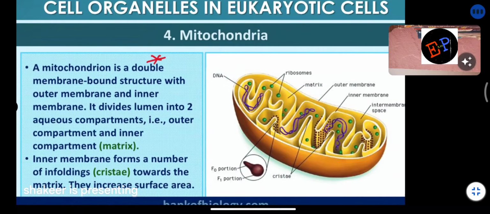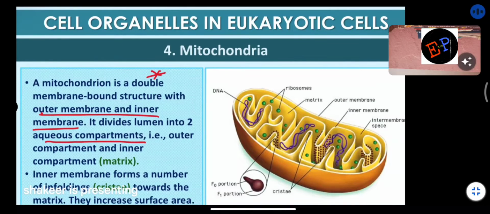Mitochondrion is a double membrane bound structure with an outer membrane and an inner membrane. So it divides the lumen into two aqueous compartments. Lumen means what? The total region present inside this mitochondrion. I can call it lumen. So it divides into two aqueous compartments, an outer compartment and an inner compartment containing matrix. Are you able to understand?